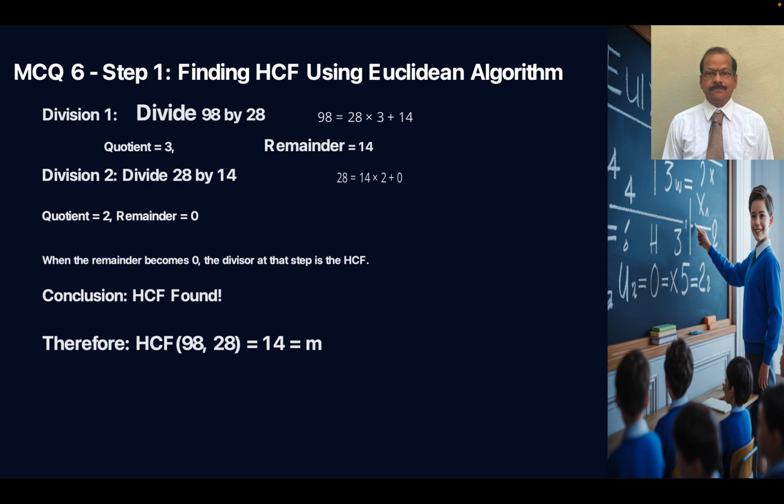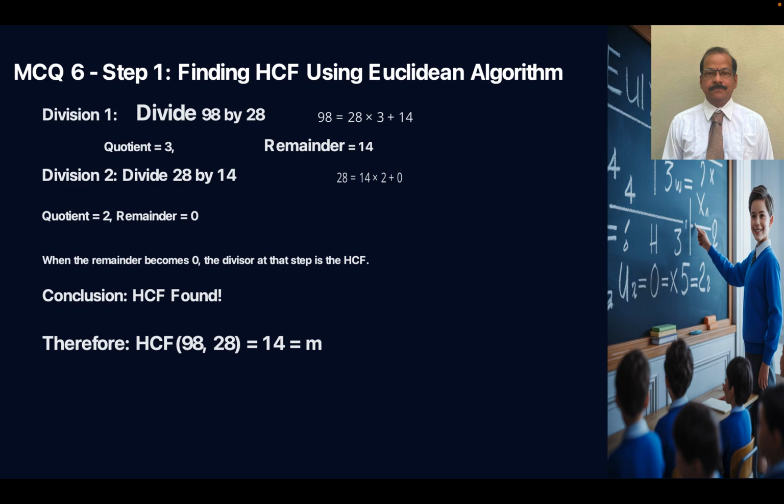So the same thing is happening here. You can see 98 by 28. Yes, you got a quotient 3 and remainder 14. Here the quotient is not of that much importance. We are worried about only the remainder part. So 14 will become the divisor. And what is my dividend? It is 28, the previous divisor. So 28 divided by 14, we get quotient 2 and remainder 0.